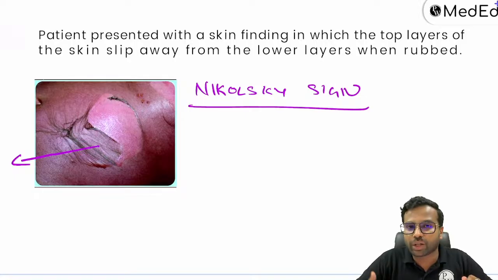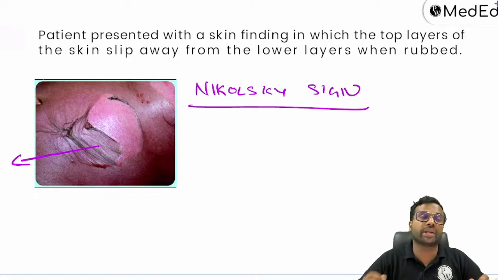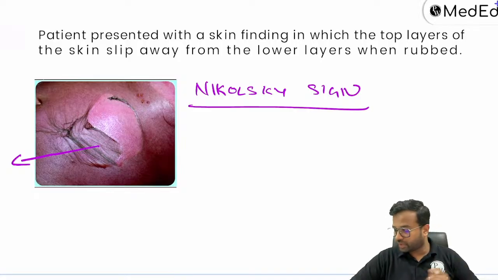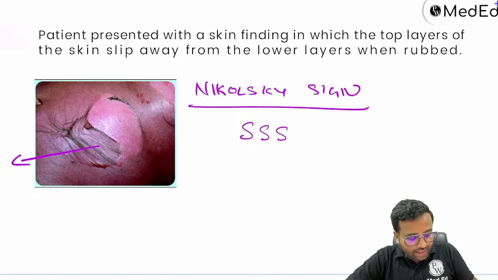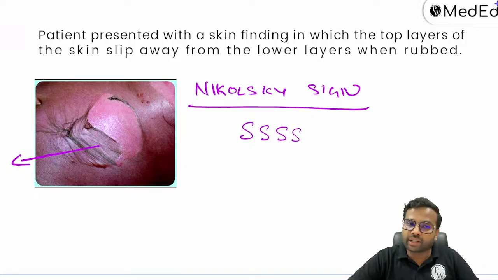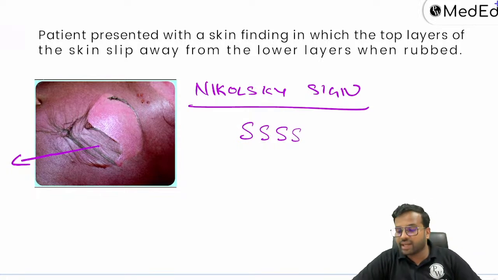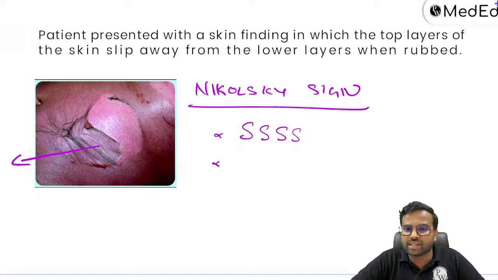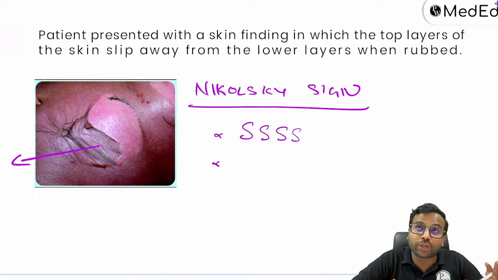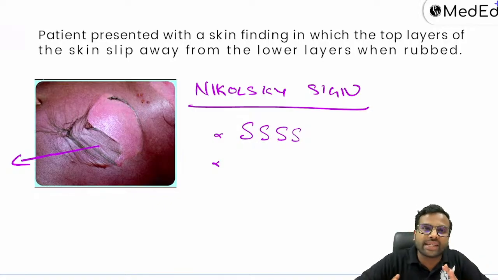Can you try to give me examples where we can see Nikolsky sign? So Gautam is saying staphylococcal scalded skin syndrome. Excellent, very good, I agree. That is why I have listed it down as well. Any other diseases where we can see Nikolsky sign? Give it a try. Just try to visualize or imagine conditions where skin can get easily peeled off.